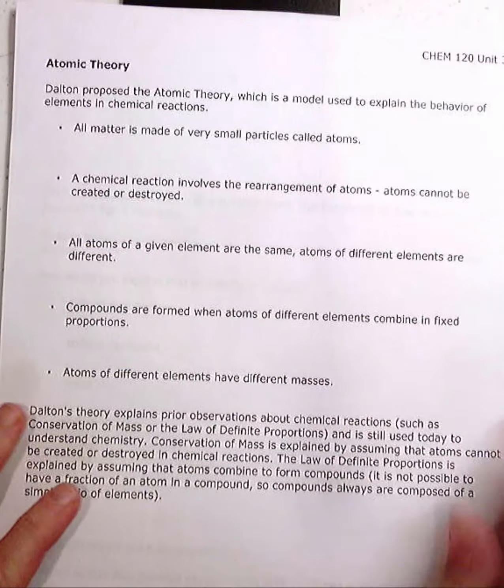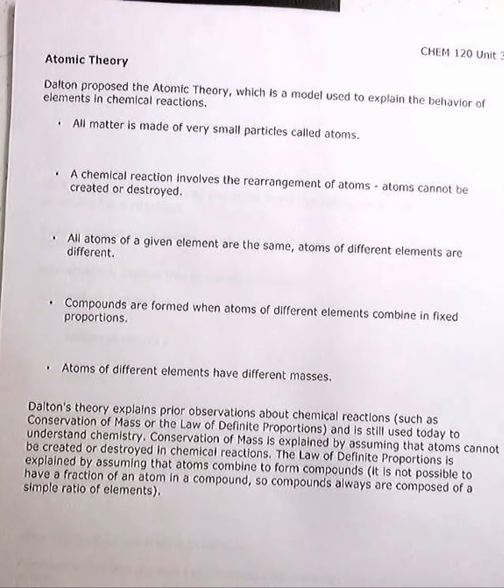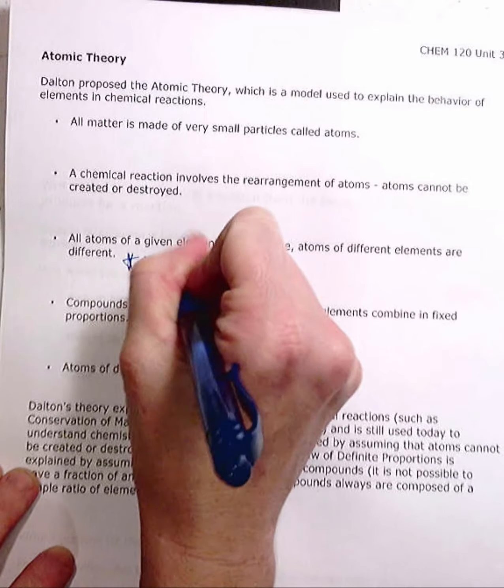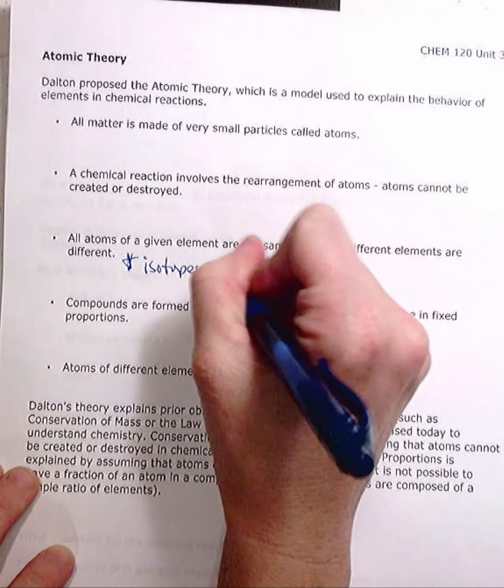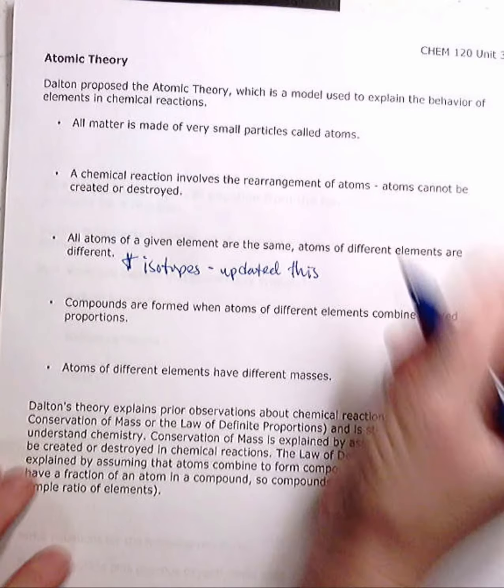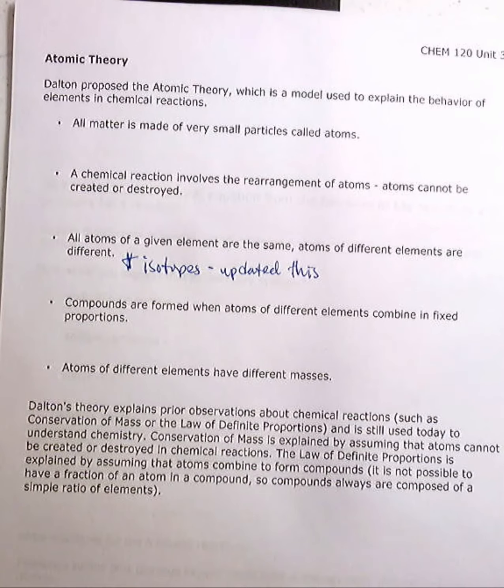So we're just talking about chemical reactions, not nuclear reactions. All atoms of a given element are the same. Atoms of different elements are different. This has been updated with isotopes. An isotope has the same atomic number, or number of protons, but the number of neutrons differs.